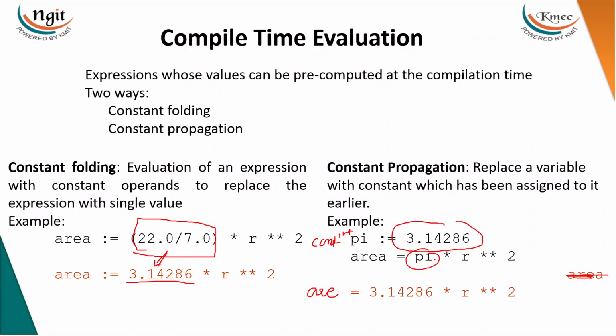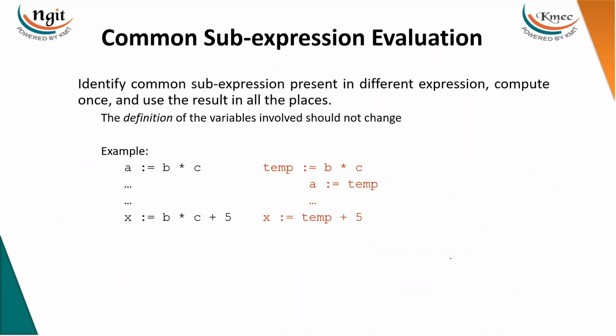What is the advantage? If it is a constant, you need not go to memory to issue a load instruction, so we reduce the instruction cost from 1 to 0. Here we would have to issue a load instruction to get the value of pi, but if it is a constant, you can directly perform the multiplication with r. That is called propagation. The difference is that evaluating the expression is folding, meaning the expression is folded to a value, while propagating means propagating the variable's constant to wherever the variable occurs.